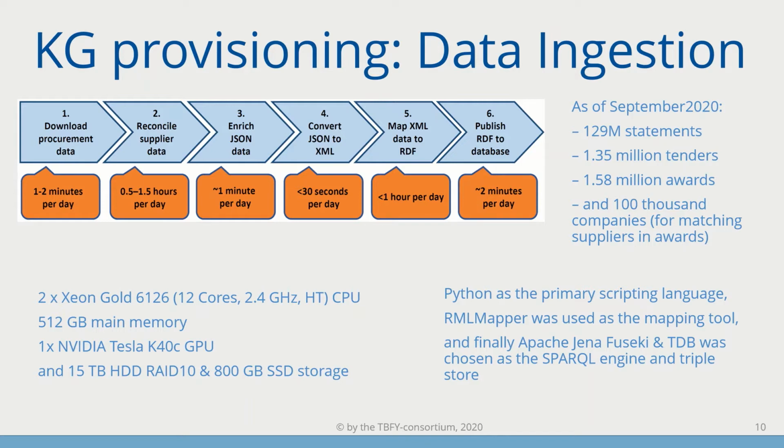We provided some figures and the specification of the machine we have used in order to demonstrate the scalability of our approach. Python was used as the primary scripting language, RML mapper was used as the mapping tool, and finally Apache Jena Fuseki and TDB was used as the SPARQL engine and the triple store. As of September 2020, we have 1.29 million statements, 1.35 million tenders, 1.58 million awards, and 100,000 companies that are matched.